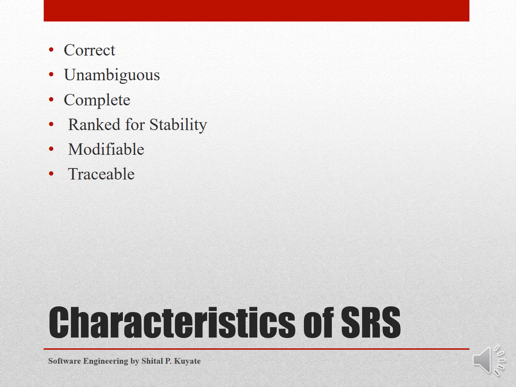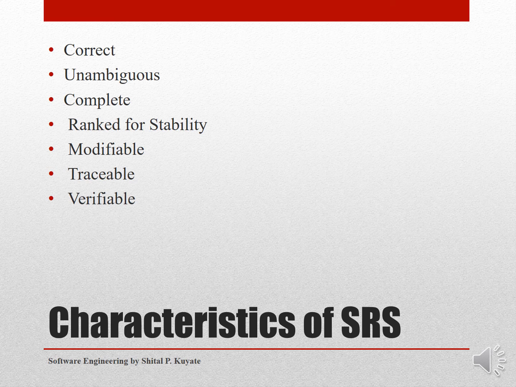Then the next one is traceable. SRS is traceable when the source of each requirement is clear and facilitates the reference of each requirement in future. For this, forward tracing and backward tracing are used. Forward tracing implies that each requirement should be traceable to design and code elements. Backward tracing implies defining each requirement explicitly, referencing its source.